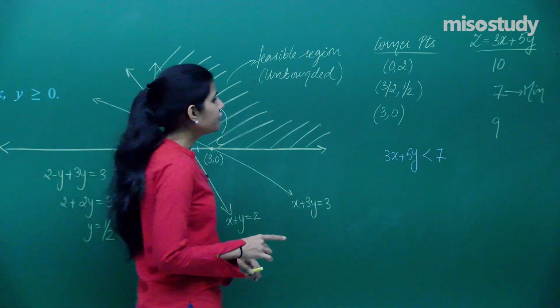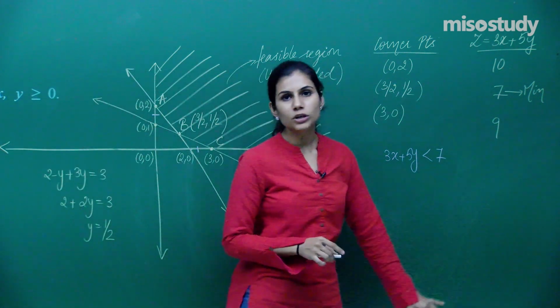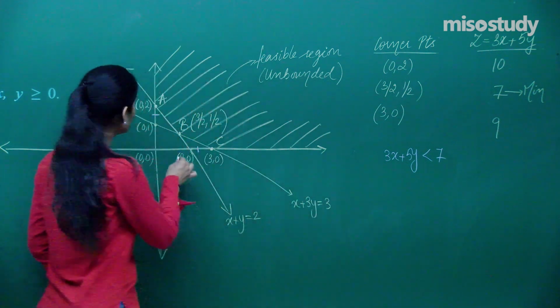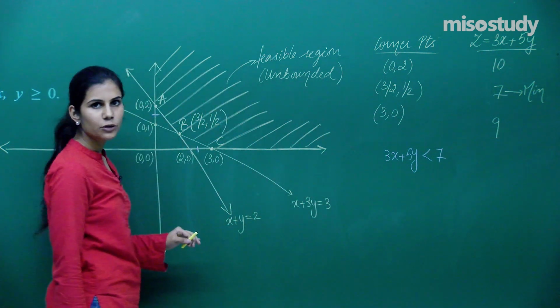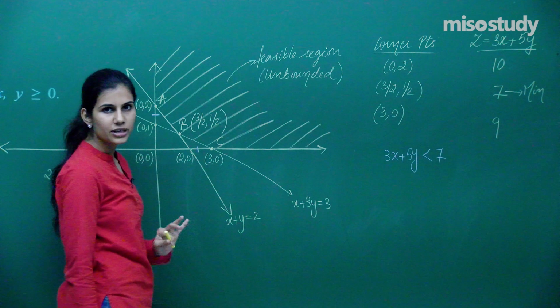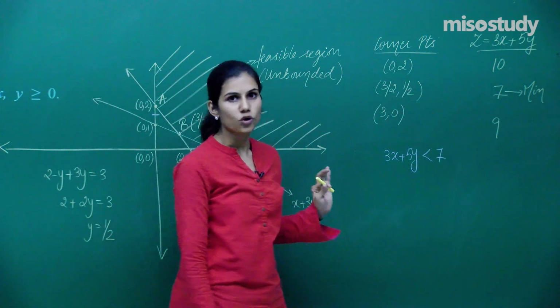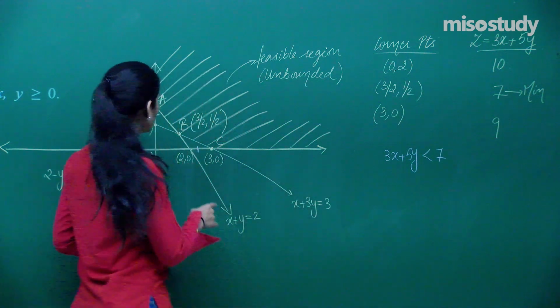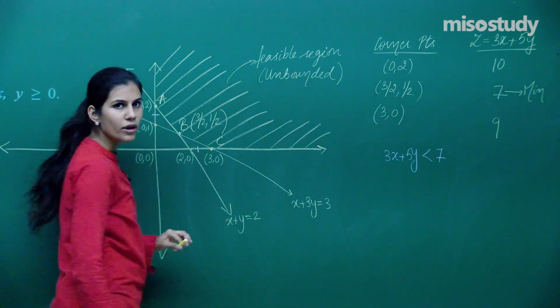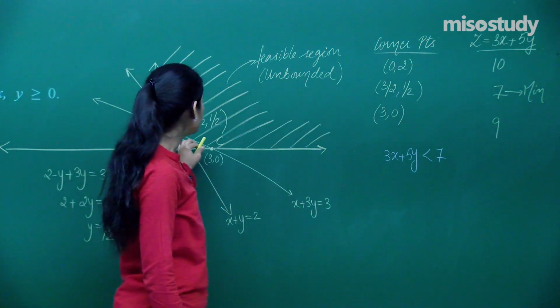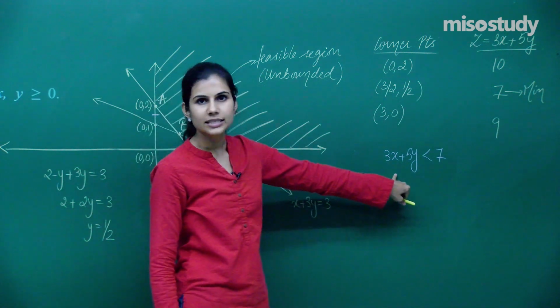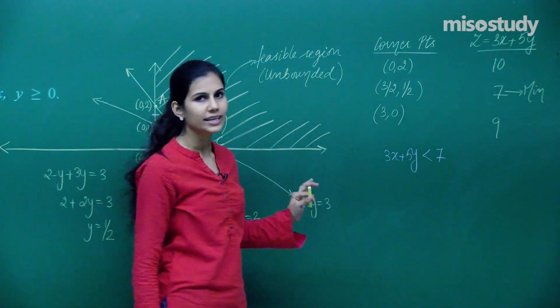I am not interested in 3x plus 5y equal to 7. That means points which are going to lie on the line 3x plus 5y equal to 7 are not of my interest. They are not going to lie in this region. So I will be drawing this line as a dotted line. The only thing I need to ensure is whether that line is going to pass through point B or not. So that is going to be ensured if point B satisfies this equation 3x plus 5y equal to 7.